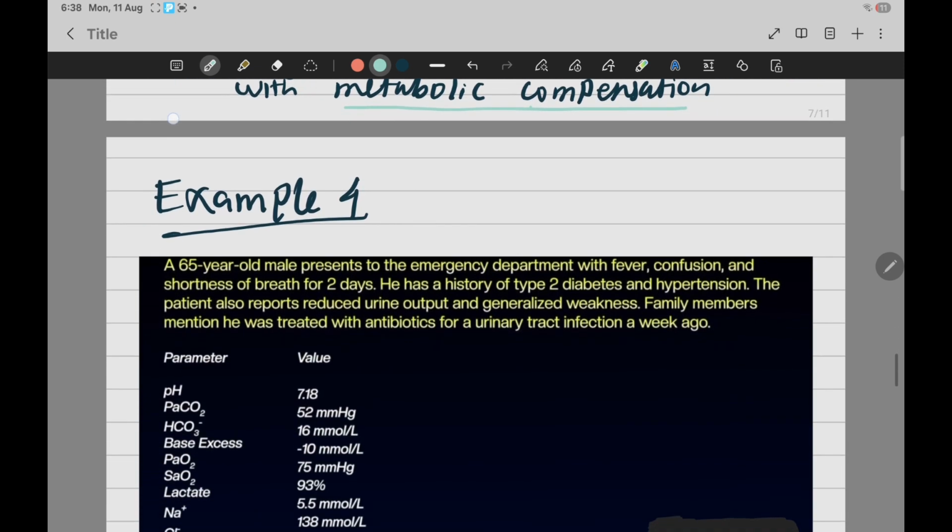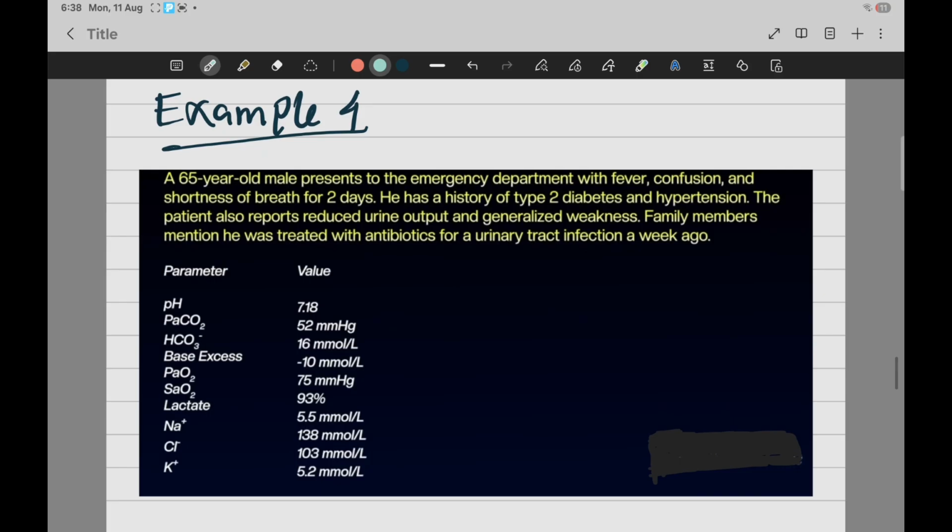Next, the fourth example. A 65-year-old male presented to the ER with fever, confusion and SOB for 2 days. He has a history of type 2 DM and hypertension. The patient reported reduced urine output and generalized weakness. Family members mentioned he was recently treated with an antibiotic for a urinary tract infection a week ago.